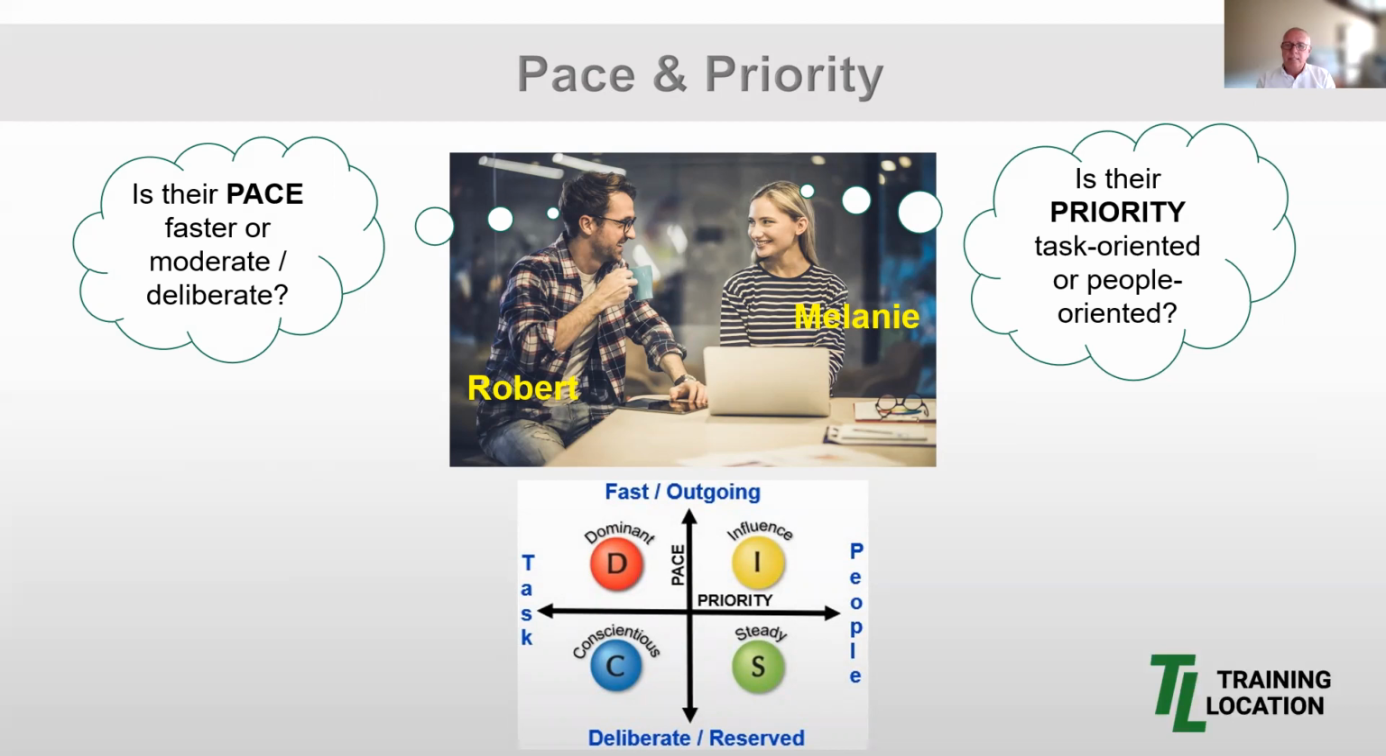Similarly, if Melanie discovers that Robert demonstrates a task orientation priority, Melanie can at least begin to assume or determine that Robert is probably either a D or a C. From there, each will want to observe more behaviors to help determine the other missing aspect of the pace or priority model to help more accurately identify a specific DiSC style or styles.